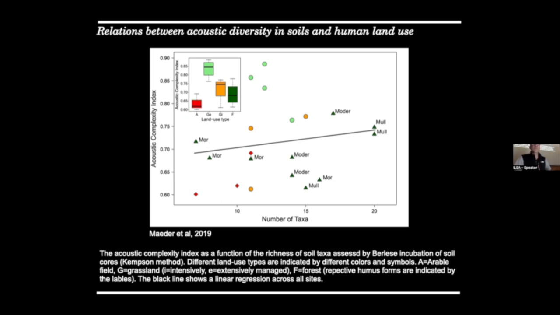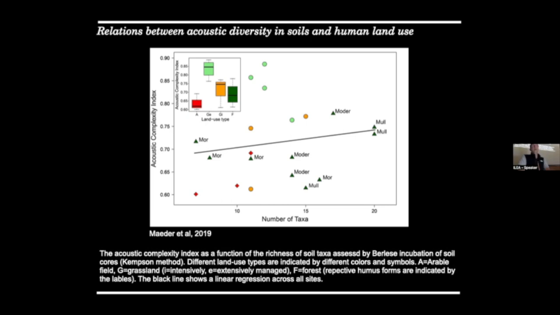acoustical measurements. So you see here, there's something called acoustic complexity index, and that's an index that you calculate out of your acoustic recordings, and it tells you something about the acoustic diversity in a recording, and the acoustic diversity is reflecting biodiversity. So if you look at that little square here in that graph, the biodiversity is lowest in arable, intensively managed arable land. It's highest in extensively managed grassland. So that's again the old meadow from the first recording. And it's a bit less in the intensively managed grassland and a bit less again in forests.